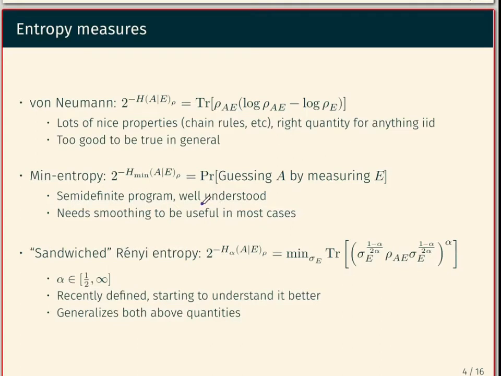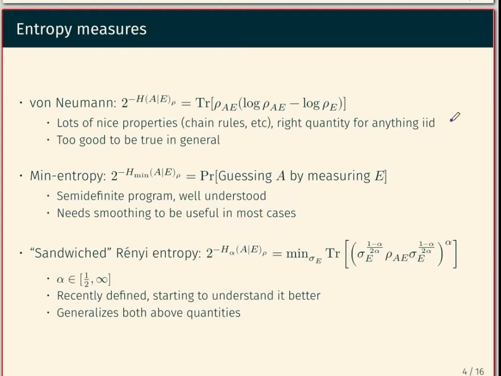This has also all kinds of nice properties. In particular, it can be expressed as a semi-definite program. It's quite well understood. It doesn't have chain rules; we do have inequalities, but it's not nearly as good as for the von Neumann entropy.